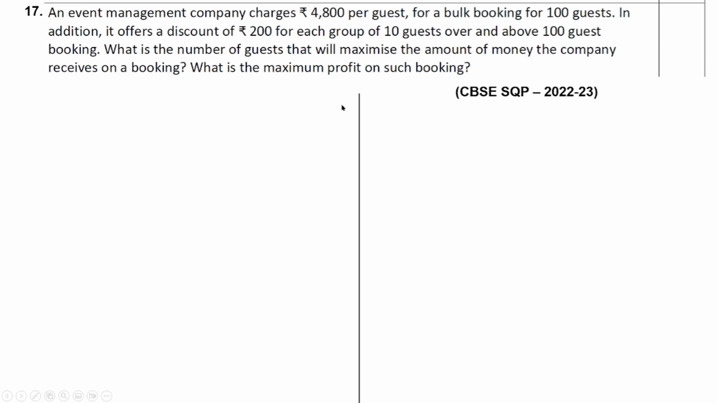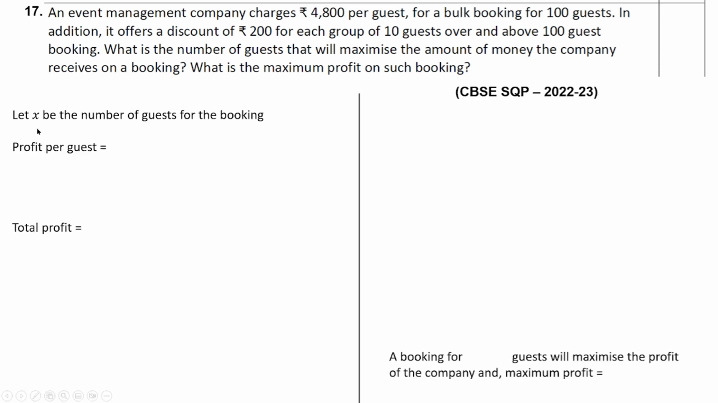So here we can see that an event management company, it charges rupees 4,800 per guest for bulk booking of 100 guests, and then it offers a discount of rupees 200 for each group of 10 guests over and above 100 guests. So we have to find the number of guests that will maximize the amount of money that the company will receive and also the maximum profit. So let X be the number of guests for the booking.